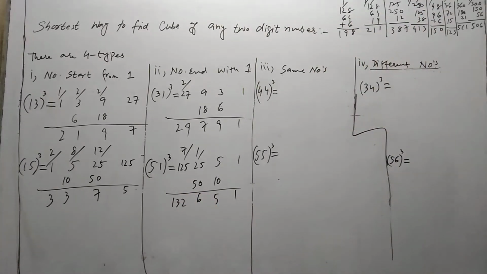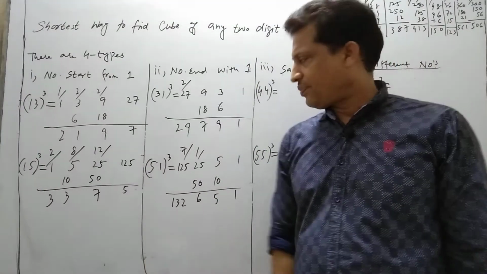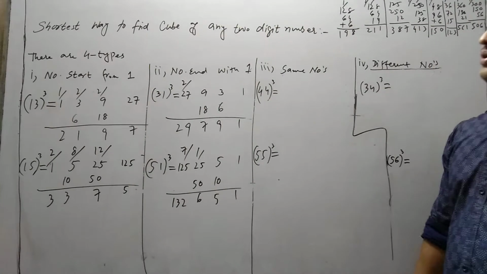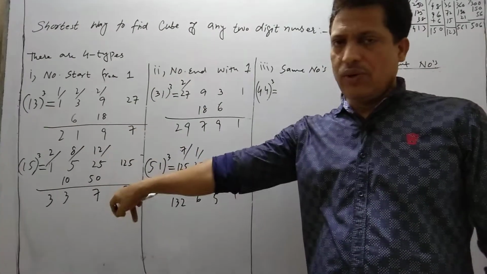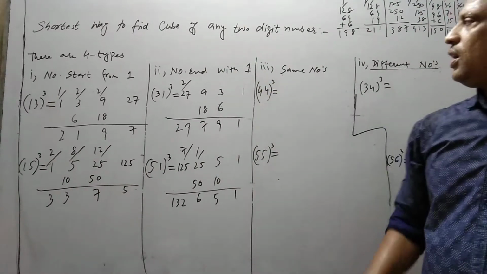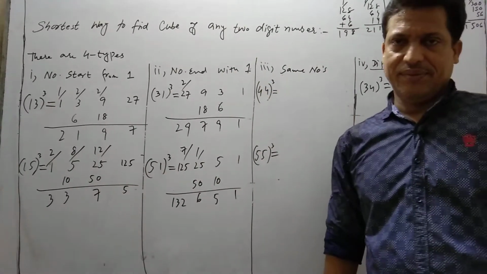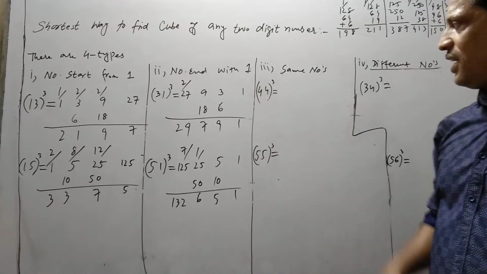So 132651 is the cube of 51, without a calculator. It's just amazing. If the number starts with 1, you have to follow this rule. If the number ends with 1, you have to follow this rule. If both digits are the same, it's very easy.